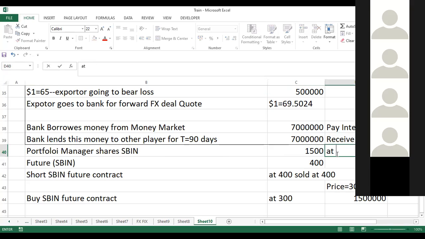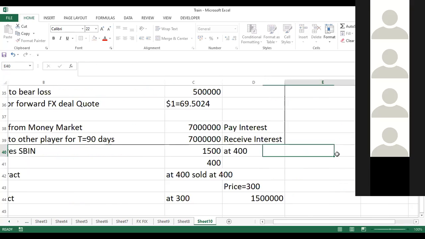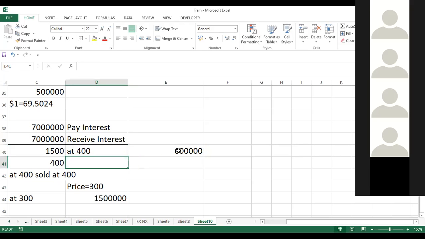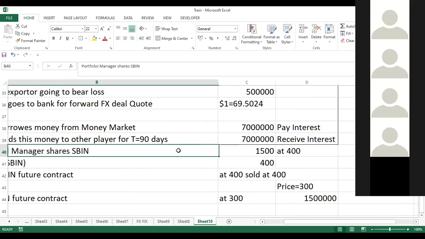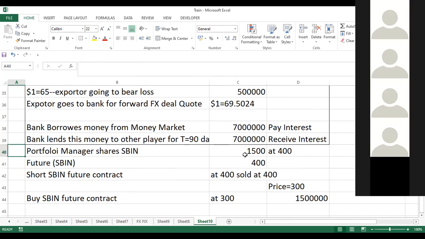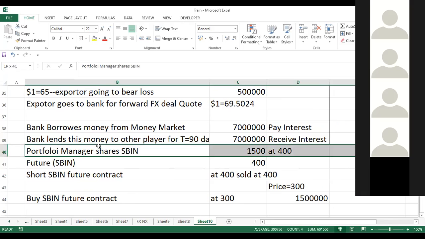At 400. So what's the total investment? Total investment is 1,500 into 400, which is 6 lakh rupees, right? Now your mind is saying that if in case the share value falls, you will have a loss in this position that you have made here as a portfolio manager.